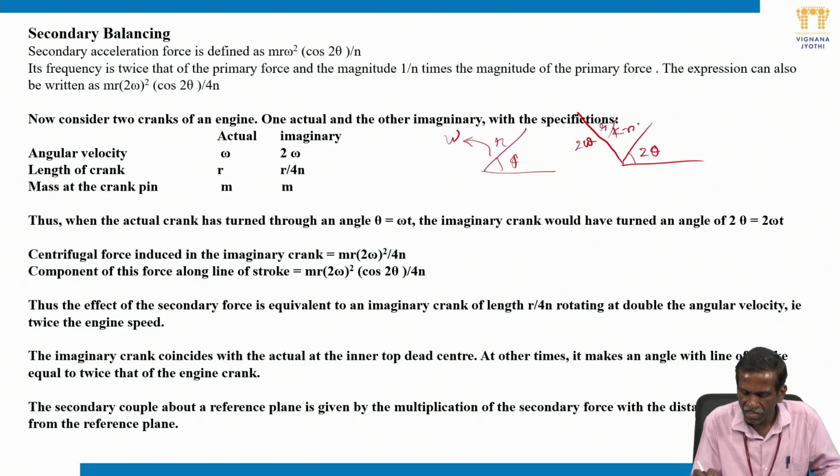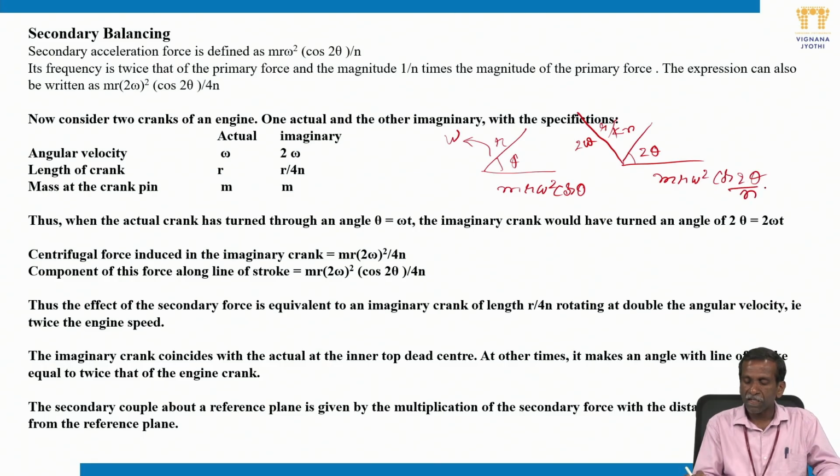Okay, then you can see primary inertia forces are mr omega square cos theta. Secondary is, you know that, mr omega square cos 2 theta by n. You can modify and write the secondary forces equation such that, if you write mr 2 omega square cos 2 theta by 4n, you will get that component of this force along the line of stroke. That is the secondary unbalanced force, mr 2 omega square cos 2 theta by 4n.